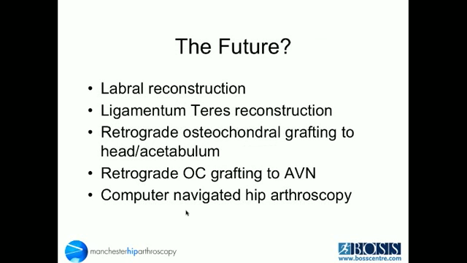The future, people are already carrying out labral reconstructions. Certainly there's been some ligamentum teres reconstruction done both in the US and the UK. We're already carrying out microfracture in both the femoral head and the acetabulum, but we're now starting to look at retrograde osteochondral grafting to both the head and the acetabulum. The use of grafting in patients with avascular necrosis, and we've done some work looking at computer-navigated hip arthroscopy, which is very interesting, and also uses CT reconstructions.